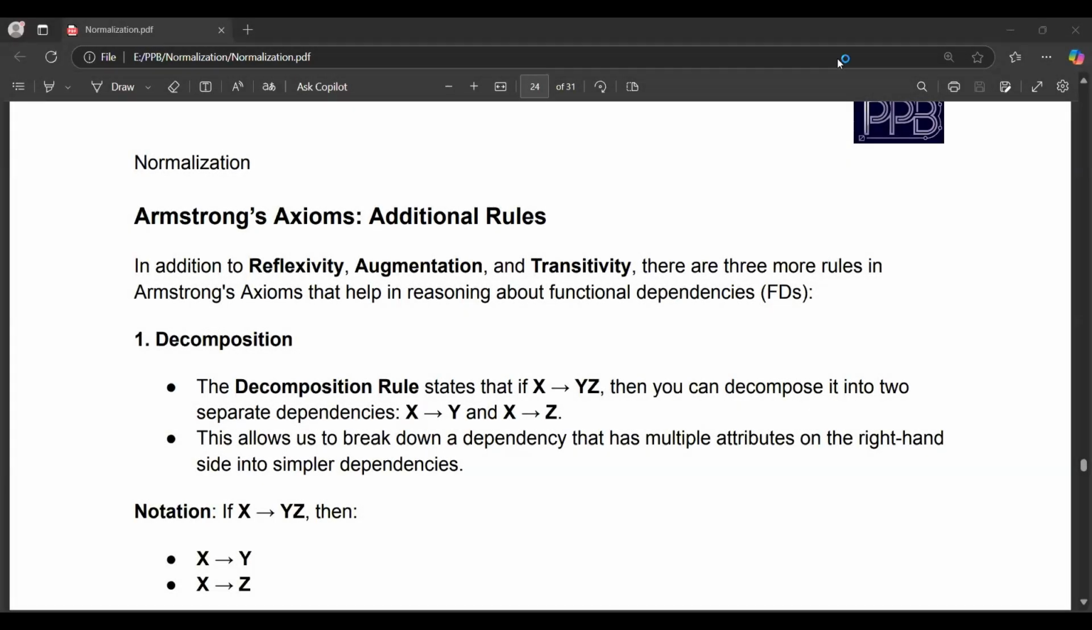Welcome back to PPP. Now we are going to focus on some additional rules of Armstrong's axioms. We can say they are additional rules, or we can say they are built from the basic rules of Armstrong's axioms. That's your wish. But now we are going to focus on additional rules of Armstrong's axioms. Let's dive right in.